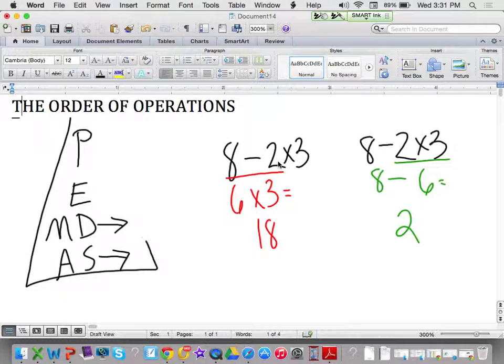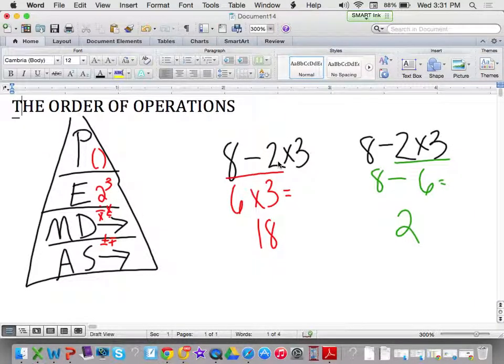And this kind of makes a pyramid. We have parentheses, we have exponents, we have multiplication and division, and we have addition and subtraction. So this is the order of operations.